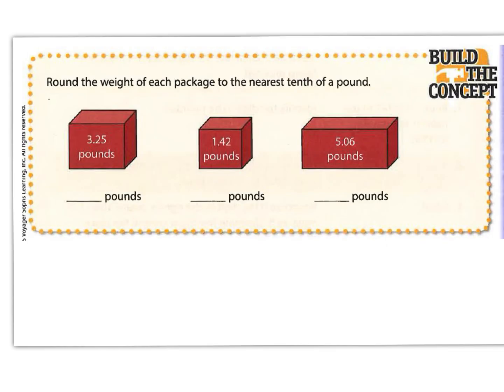All right, this says round the weight of each package to the nearest tenth of a pound. So when you look at the tenths place, the 2 is in the tenths place. So we look at the number behind it. There is a 5. Well, if a number is a 5, 6, 7, 8, or 9, it will round it up by 1. So that means that that would go to 3.3. This number rounds up by 1 digit.